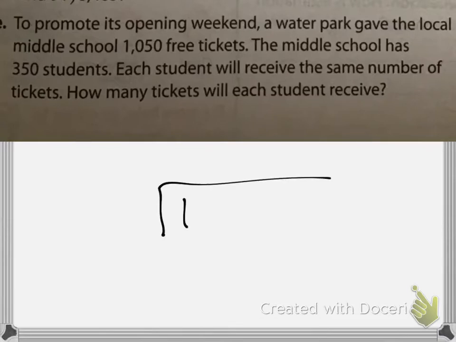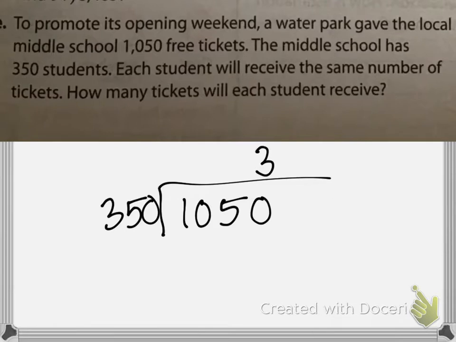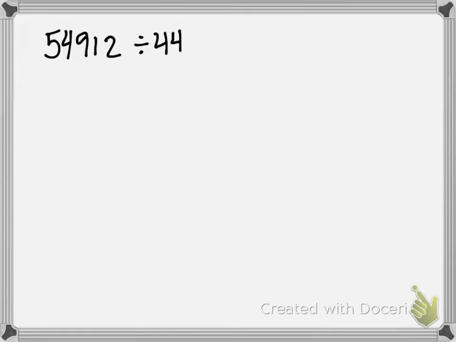So we set this up. We know that we're splitting the amount of tickets among the amount of students. So I want you guys to figure this out. For those of you who've solved it, put it on your fingers. Show me how many fingers our answer is. Yes, this is our answer, Brian. What is our answer for this problem? 3. Each student will receive 3 tickets.